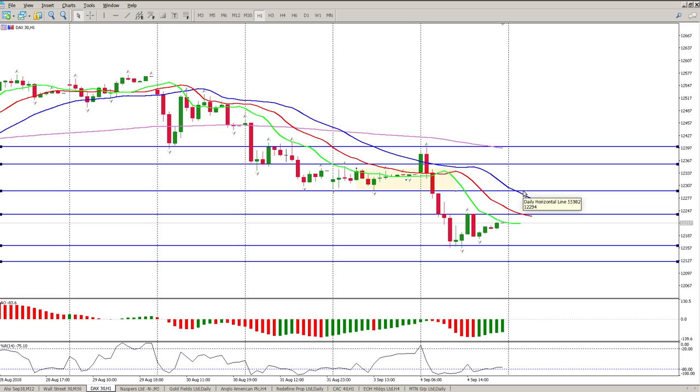If we do get to 12,300, it's definitely an area for another short to see if we can break through 12,160 and then ultimately 12,125. But this bottom area is going to be a tough nut to crack.